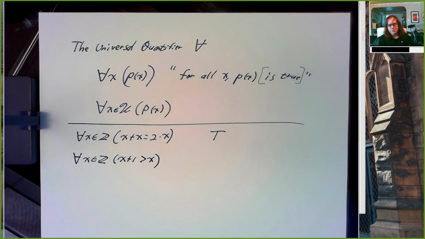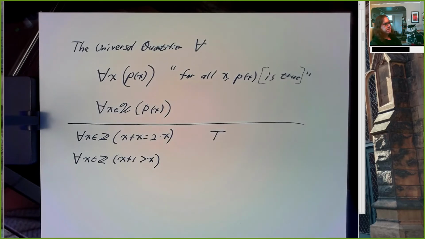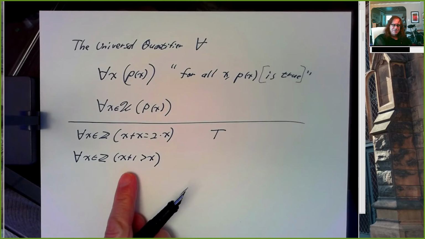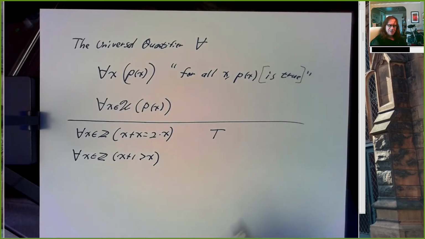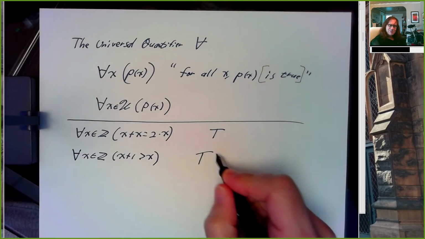For all x in the integers, x plus 1 is bigger than x. True or false? False. So if there's negative, right? Well, so if x was negative 10, x plus 1 would be negative 9, which is still bigger than negative 10. Oh yeah, fair. Yeah, so negatives are funny that way. So this turns out to be true.